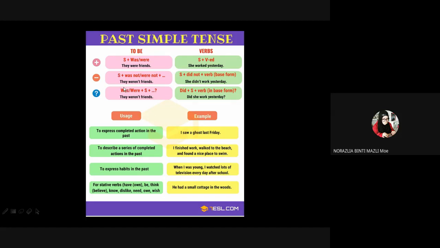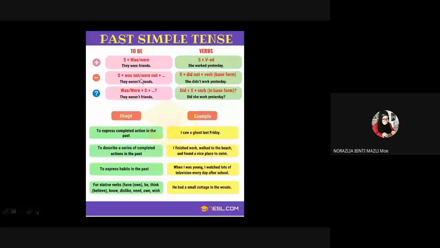Negative would mean that that sentence tu is in a negative form. Okay, they were not friends. Okay, she didn't work yesterday, like that. Okay, and then last one would be the question form.